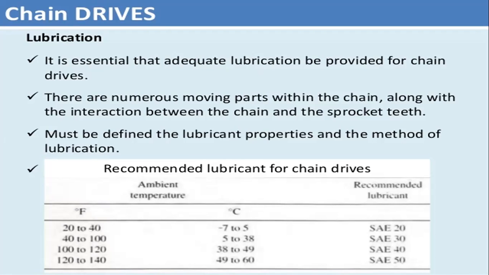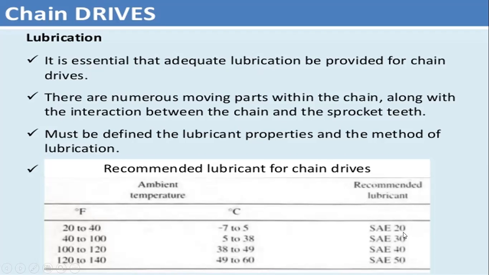And next, the recommended lubricant for the chain drive. You have to take the temperature and the recommended lubricant here, as you can see in the picture. This is the ambient temperature and this is the recommended lubricant, in Fahrenheit and centigrade degrees. First you have to verify the first one, that is 20 to 40 Fahrenheit, and it is -7 to 5 degrees centigrade.